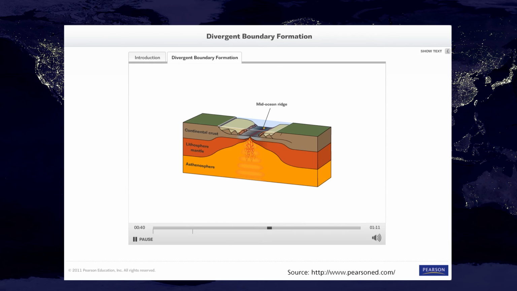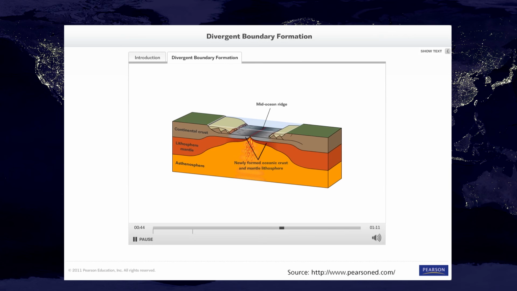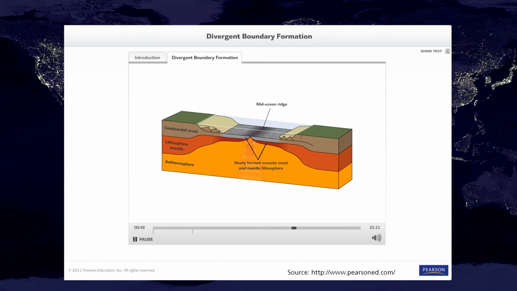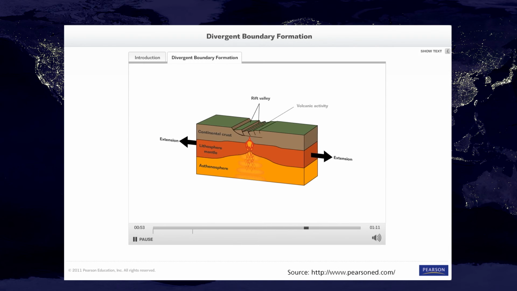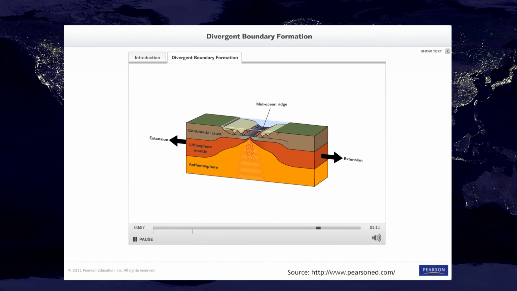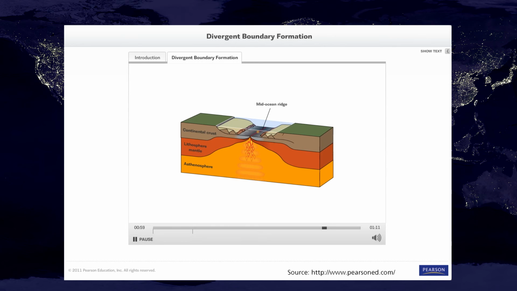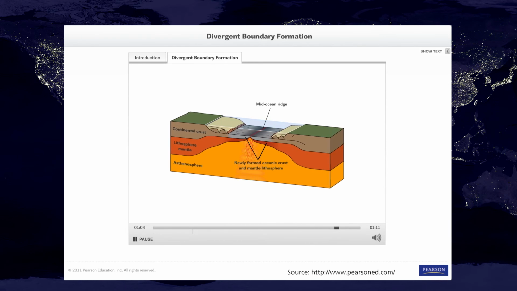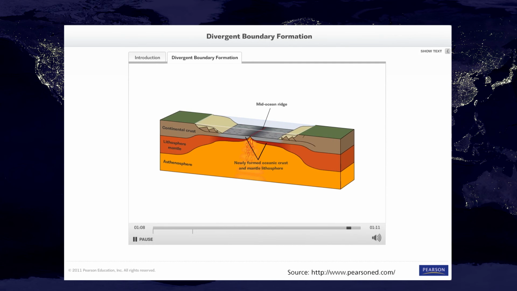Eventually, the tensional stress separates the continental plate into two pieces. Upwelling asthenosphere melts to form mafic magma that solidifies to form new oceanic crust. The unmelted residue of the asthenosphere remains as new lithosphere beneath the oceanic crust. Sediment accumulates in the early rift valleys and along the new continental margins as the continents drift apart, while new oceanic lithosphere forms between them.